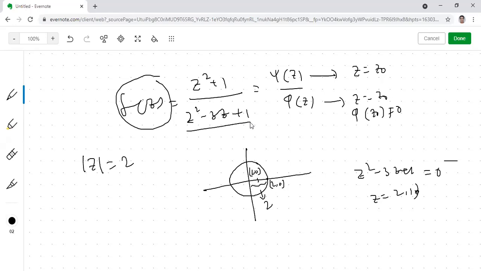Is that clear? Yes, sir. So if I exclude these 2 points, then at all other points this quotient function will be continuous. It is given in the problem that we need to show that this function is continuous outside that circle. Since these 2 points are inside that circle, at all other points outside it, this function must be continuous. That we need to show. Is it okay? Yes, sir.